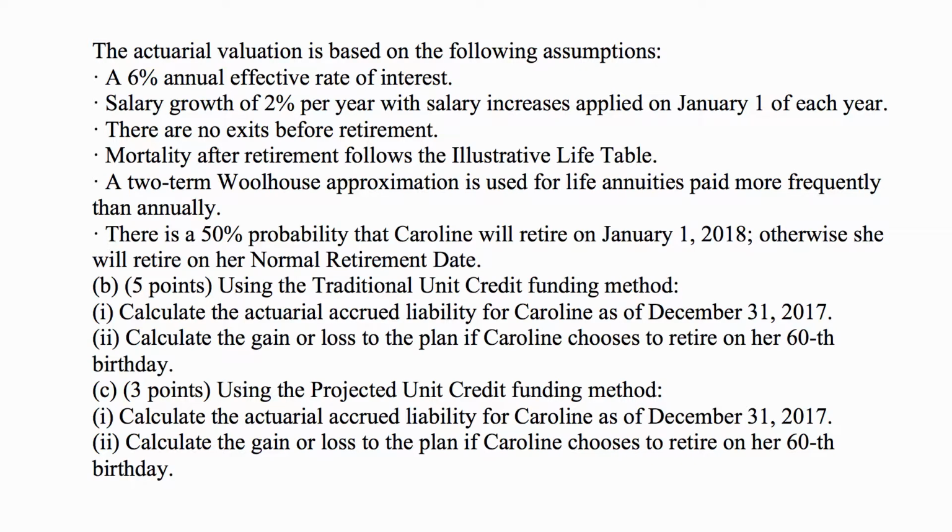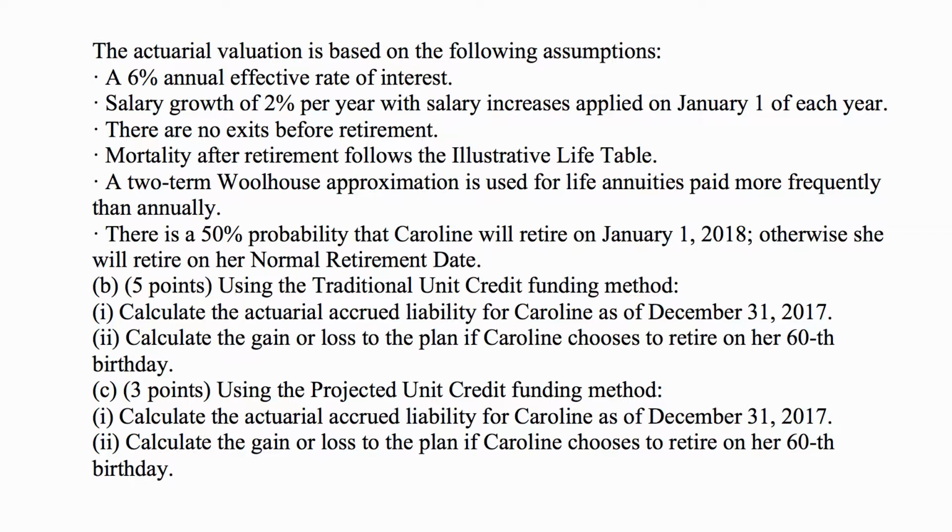The actuarial valuation is based on the following assumptions: a 6% annual effective rate of interest, salary growth of 2% per year with salary increases applied on January 1st of each year. There are no exits before retirement. Mortality after retirement follows the illustrative life table. A two-term Woolhouse approximation is used for life annuities paid more frequently than annually. There is a 50% probability that Caroline will retire on January 1st, 2018. Otherwise, she will retire on her normal retirement date.